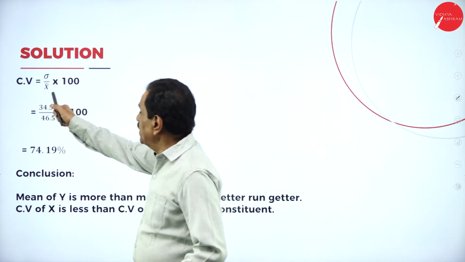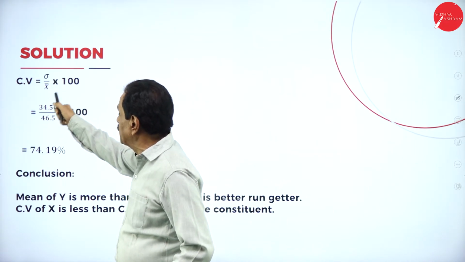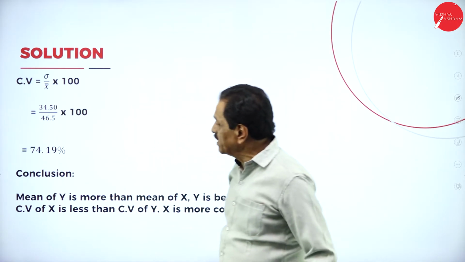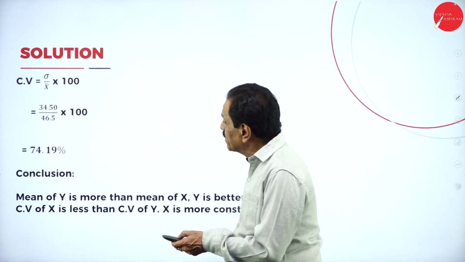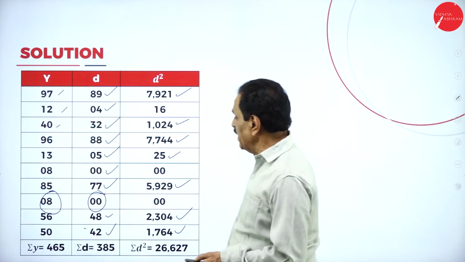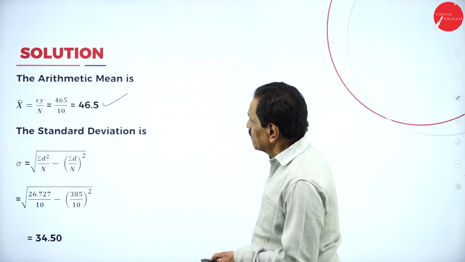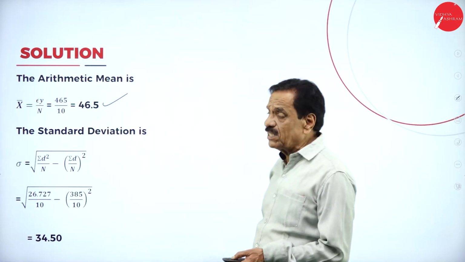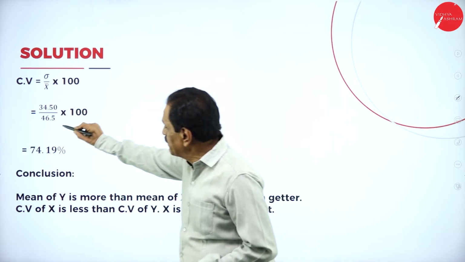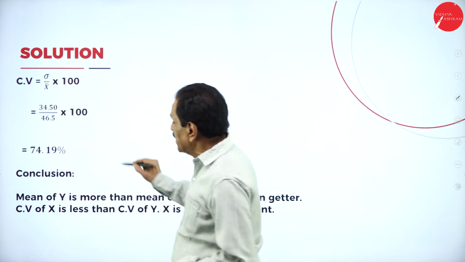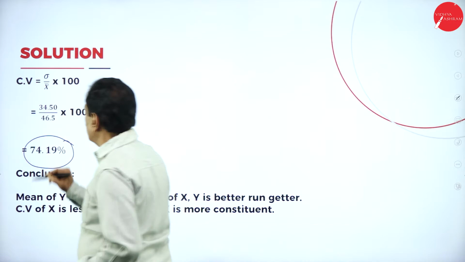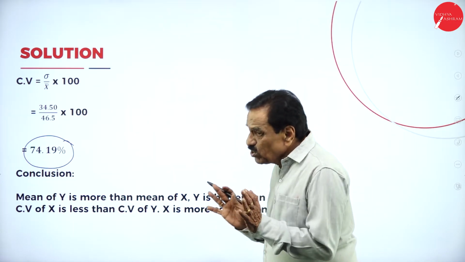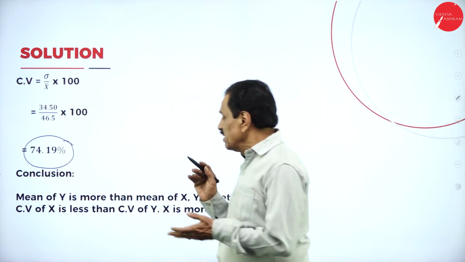Apply the coefficient of variation, which is standard deviation divided by mean into 100. How did you get 34.50? That is 465, sigma y is there. 465 divided by 10 is 46.5. Standard deviation is 34.50 divided by 46.5 into 100. It will come 74.19% for Mr. Y. Now the conclusion is going to be drawn here.